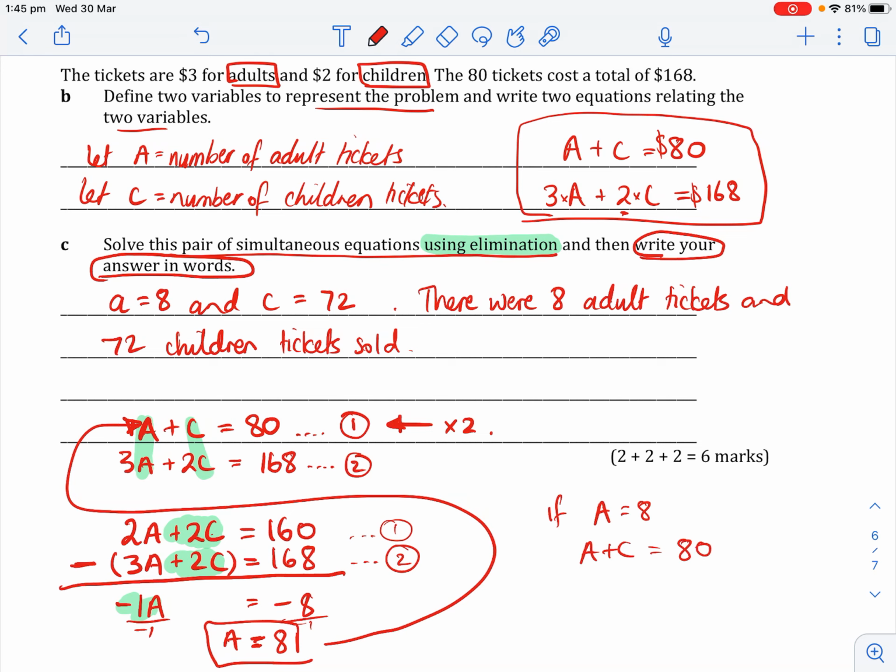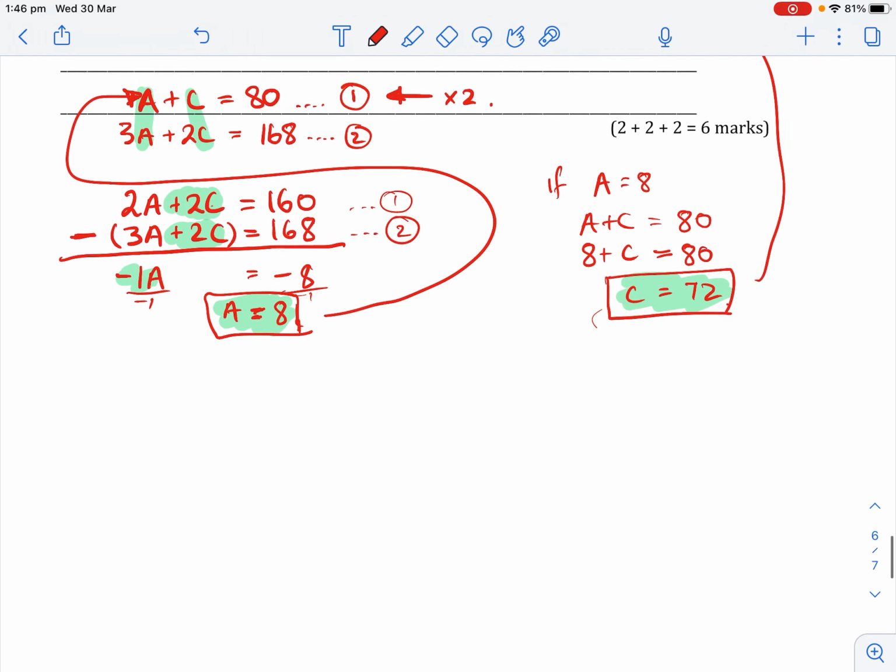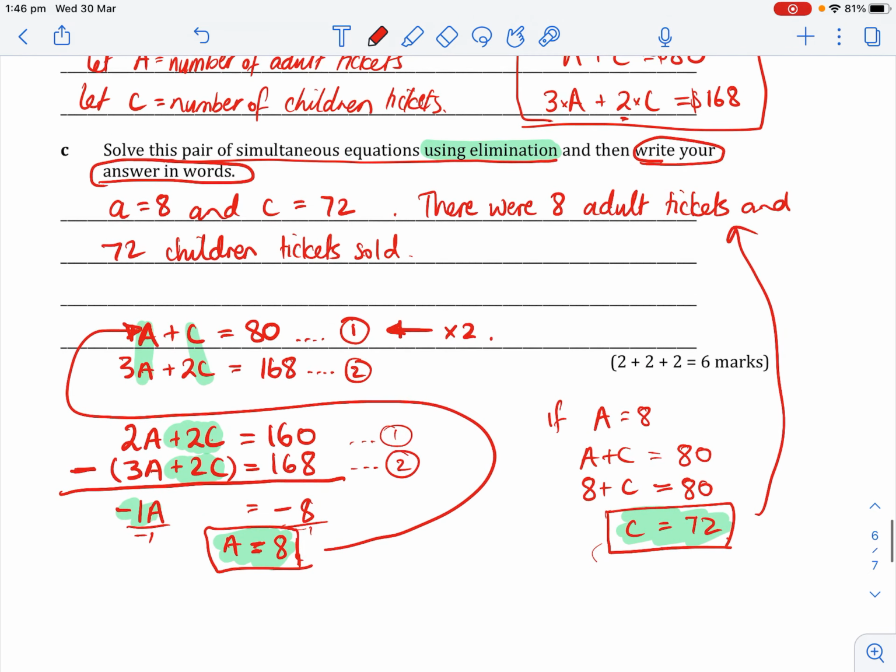A plus C is equal to 80. So 8 plus the number of children tickets has to equal 80. So the number of children's tickets has to be 72. And that is my process of elimination for solving that equation. And we have my two answers, A equals 8, C equals 72, and I've written a sentence for what it means. And that should be the end of the practice test.